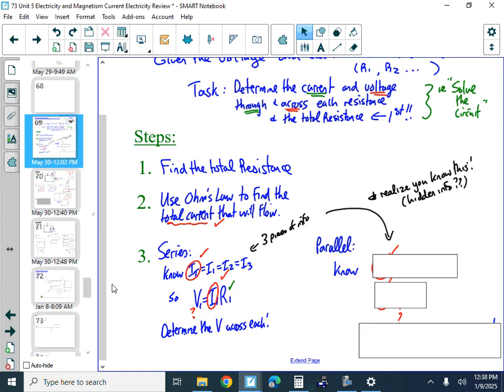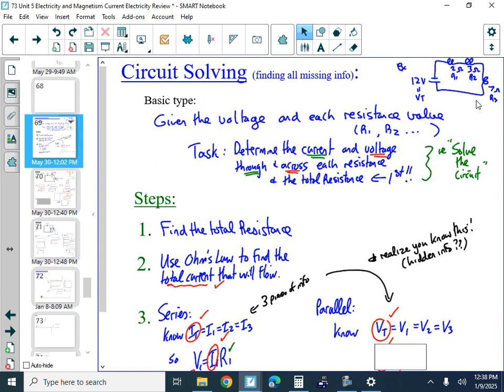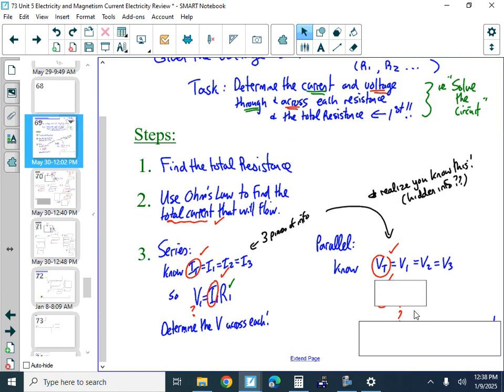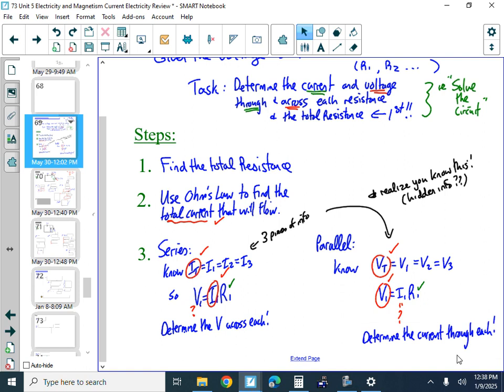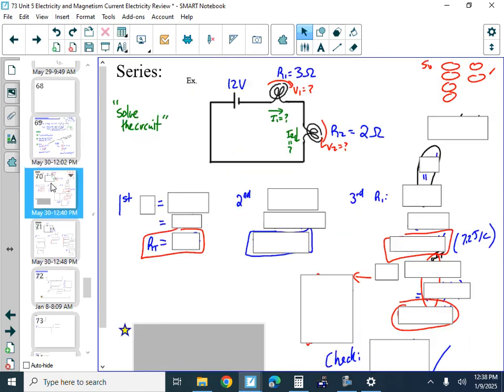I'm doing the idea of it right now, and then we'll do an example. In parallel, what you know is that the voltage is the same across each spot. So if I had a picture of a parallel circuit, the voltage through each branch is going to be the same as the total voltage, right? And so that allows you to solve for the current that goes through each branch. That's the main driving principle behind this. Hopefully this is a review. If not, press pause and slow it down if you need to and watch the video again.